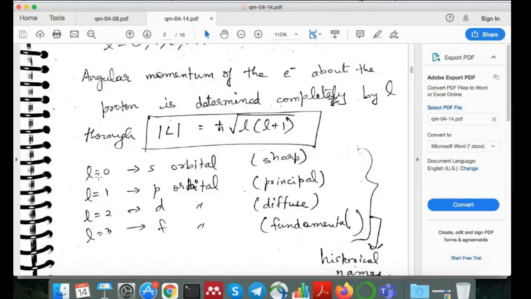Okay, so these names, S orbital, P, D, and F, come from history. At that point in time, people were looking at the spectra and they called S short for sharp, P short for principal, D short for diffuse, and F short for fundamental. Okay, so this was what was happening.